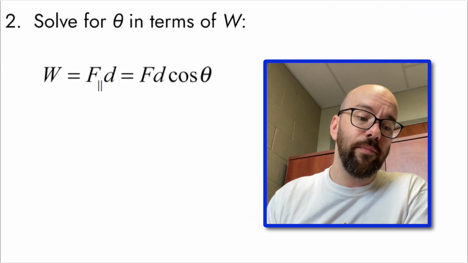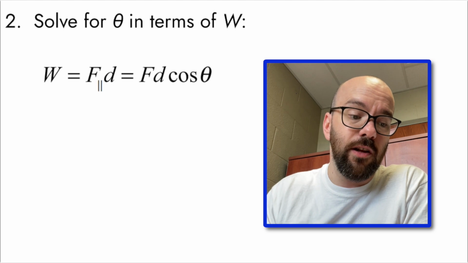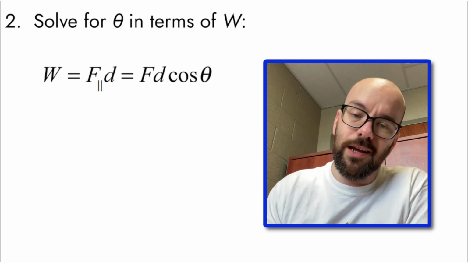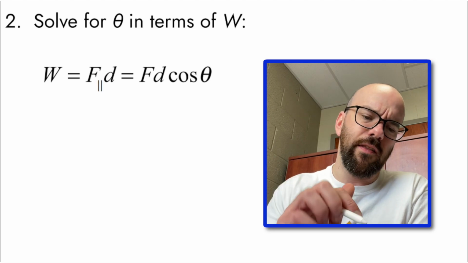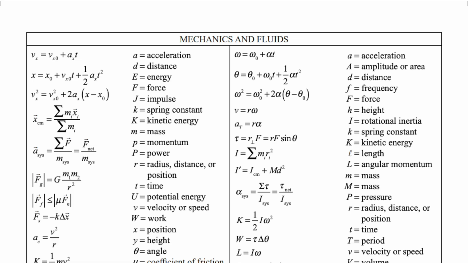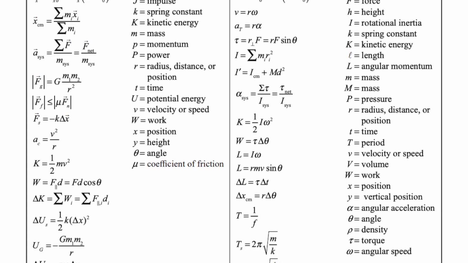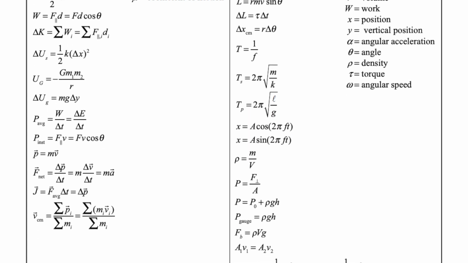Here's our second example. It says solve for theta in terms of W. And so we have the work equation here, but again, we're not worried about the physics of this really. And this one's kind of weird. We've got two equal signs in there. Also, by the way, all of these equations I'm using are taken from the AP Physics 1 equation sheet. So these are how they're written on the equation sheet.